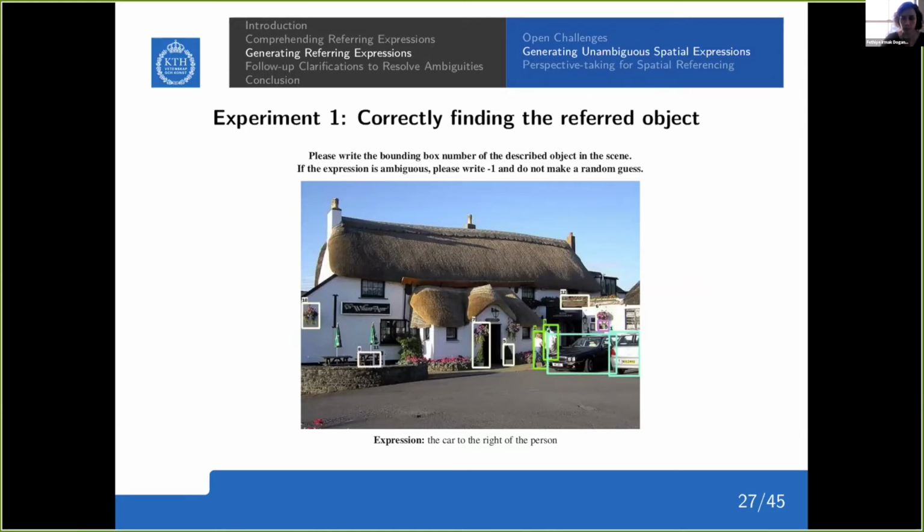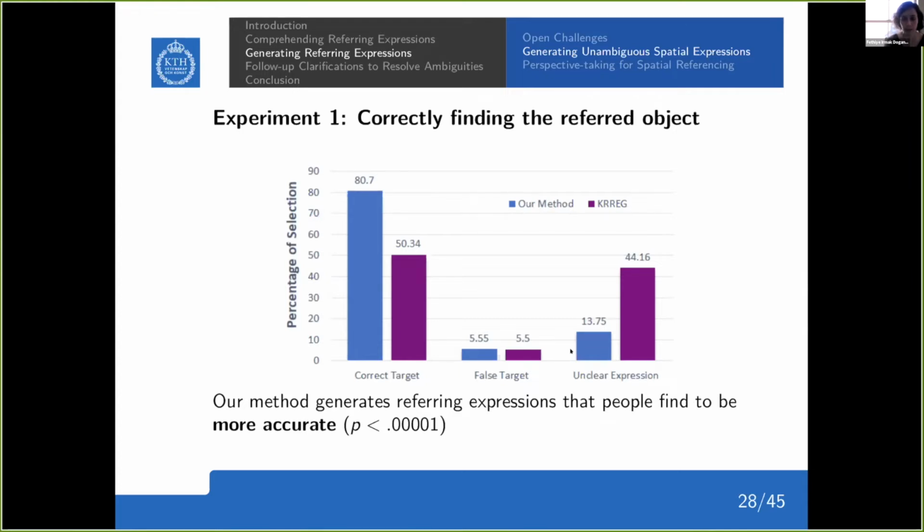In the first experiment, we provided users a scene with object bounding boxes, and we provided an expression either generated by our method or the baseline method. And we asked them, what is this expression basically referring to, which object is it referring to. And the results show that whenever the expressions were generated from our method, users could correctly find the correct objects more often. And also they had a chance to say that the expression was unclear, so they couldn't identify the target object. And they labeled our expressions less unclear compared to the baseline method.